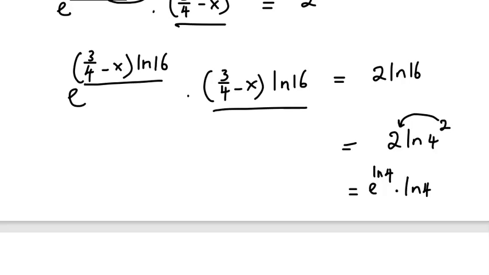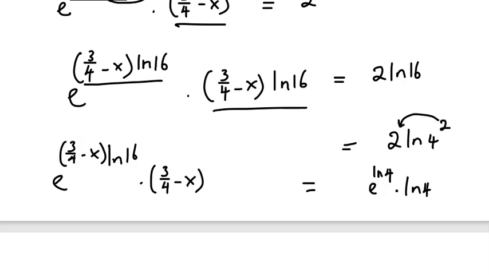Okay, so let us make a little bit of space here. Okay, so this is the equal sign here. So the left hand side here we have e raised to the power of 3 over 4 minus x times the ln of 16 multiplied by 3 over 4 minus x times the ln of 16.